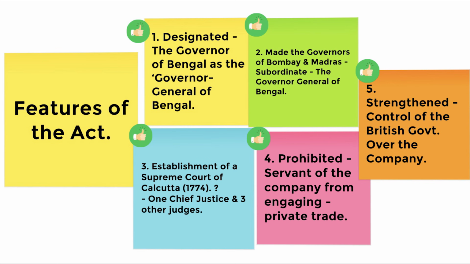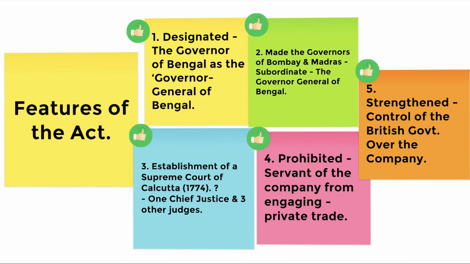Now we will study the important features, what exactly the British government wanted to carry out the affairs of the East India Company, or how they wanted to govern and control the East India Company. So the first very important feature here is that it designated the Governor of Bengal as the Governor General of Bengal and created an executive council of 4 members to assist him in the entire affairs.